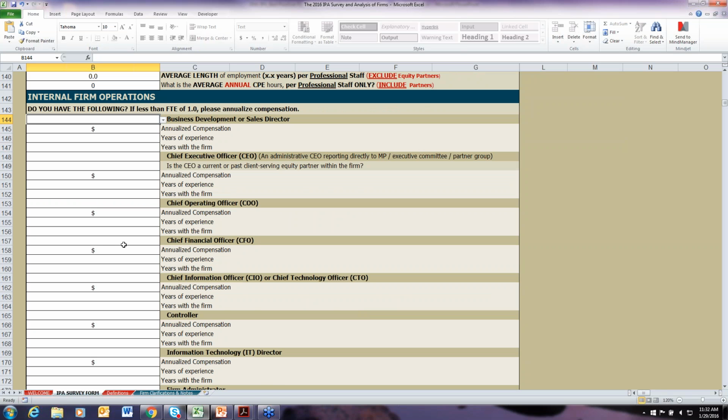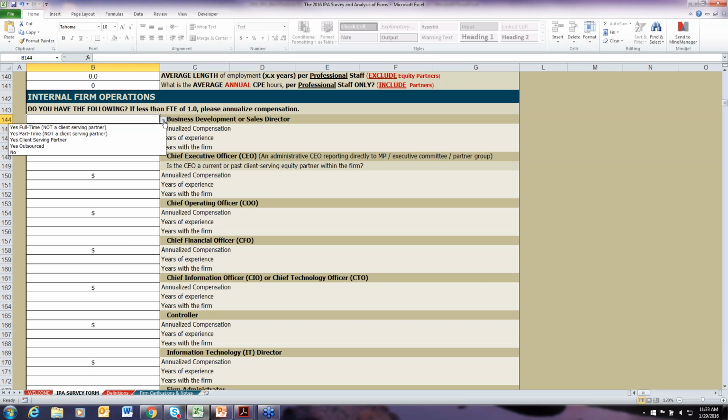All right, seeing none, let me move on to the internal firm operations. This is rows 142 to 192. This section identifies the professional, management, and administrative positions within the firm. We've expanded the drop-down menus this year to get a more accurate picture of who is serving in this role.